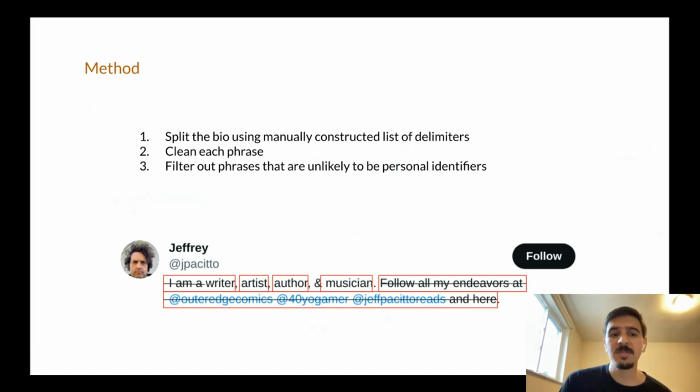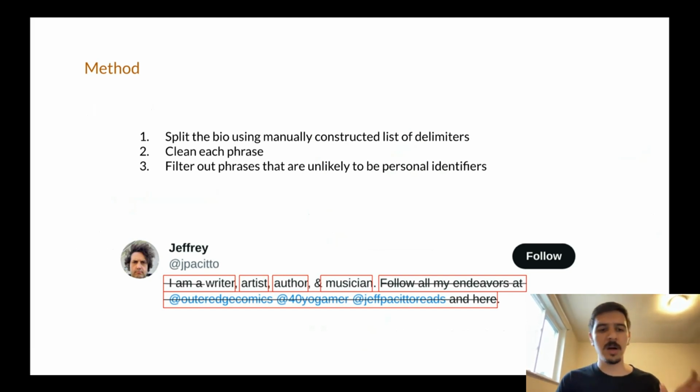So our method is simple. We first split the bio using manually constructed lists of delimiters and lots of regular expressions. Then we clean each phrase using regular expressions again, and we filter out phrases that are unlikely to be personal identifiers, such as URLs, emails, etc. For example, for this Twitter bio, we come up with personal identifiers such as writer, artist, author, and musician.